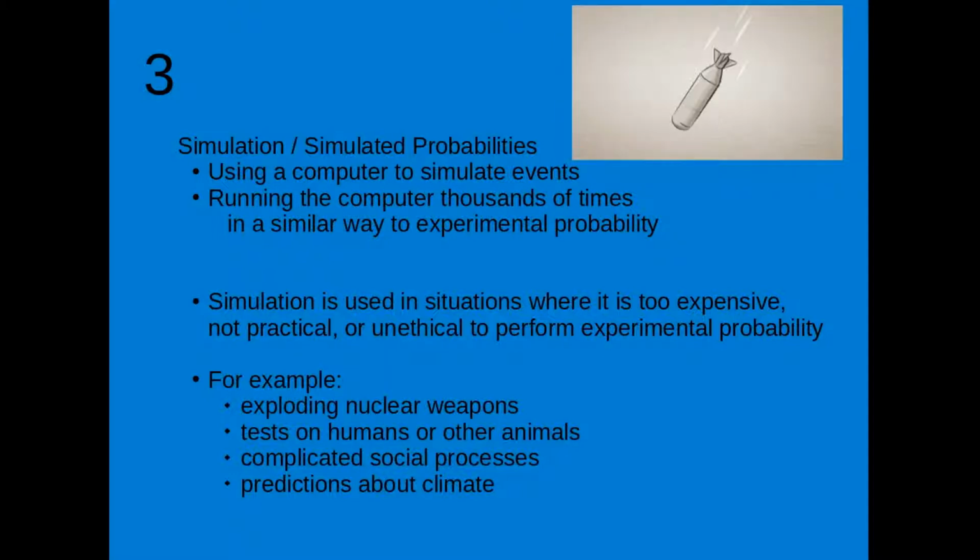Simulation and simulated probabilities are the third type. This is where we use a computer to simulate events, running the computer many thousands of times in a similar way to experimental probability, which happens thousands of times. We use simulation in situations where it is too expensive, or it's not practical, or it's unethical to perform experimental probability. For example, exploding nuclear weapons, tests on humans or other animals, complicated social processes, predictions about the climate. All these are possibilities for using simulated probabilities.